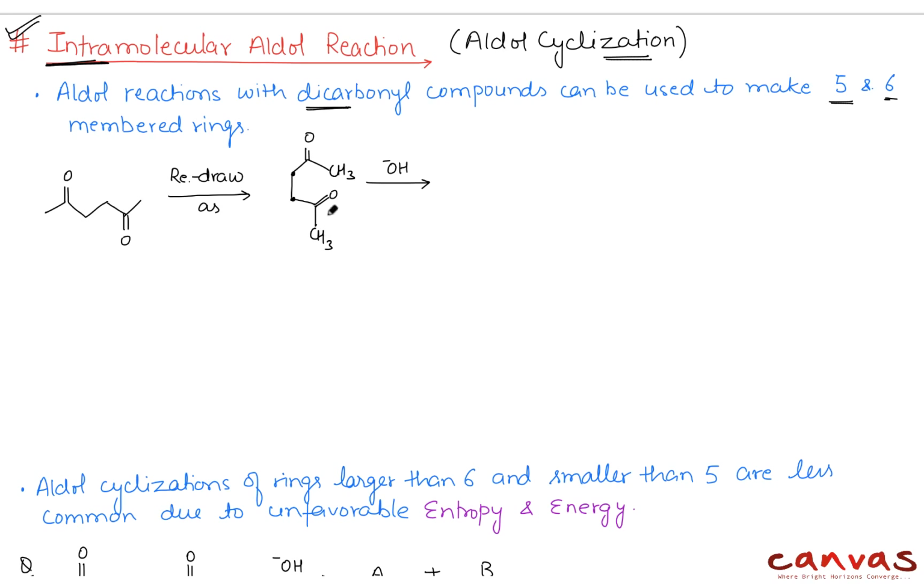Now these 2 CH3, since they both look the same, you can use either one of them. So OH negative takes 1 H positive from this. So what we get here is CH2 negative, and now this CH2 negative is going to attack this keto group. So this is going to attack here, double bond moves up, so you get a 5-membered ring here.